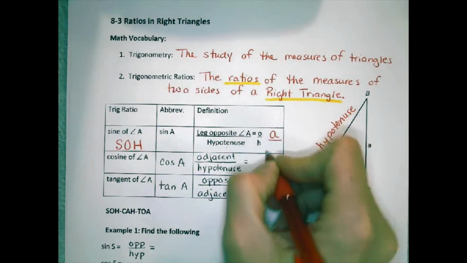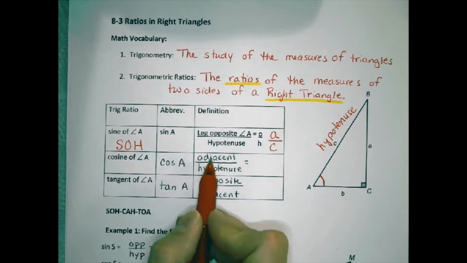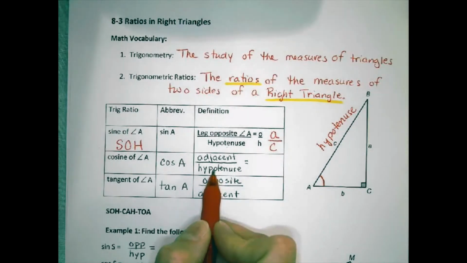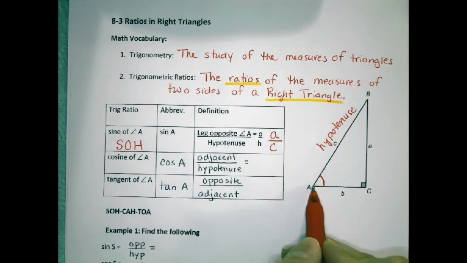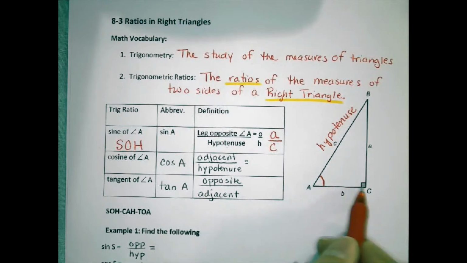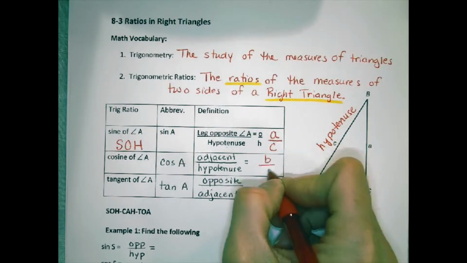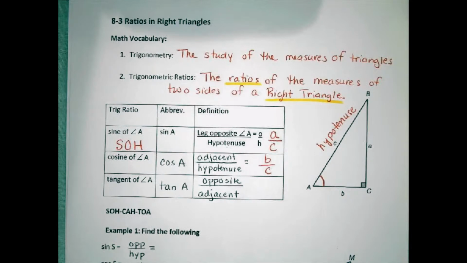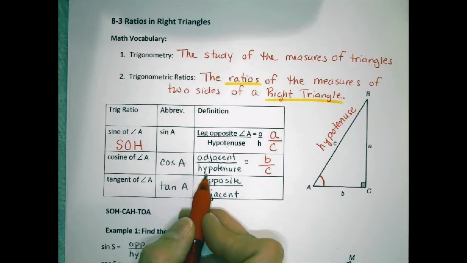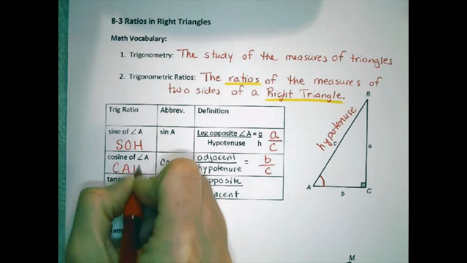So to find the opposite over the hypotenuse in this particular triangle, I would use the length of A over the length of C. If I wanted to find the cosine, I would use the adjacent over the hypotenuse. So again, if I look at angle A, adjacent would be the leg that is immediately adjacent to the angle. In this case, that is B, and I would divide B by the hypotenuse. Since we say adjacent over hypotenuse, that gives us the abbreviation CAH. So I have SOHCA.